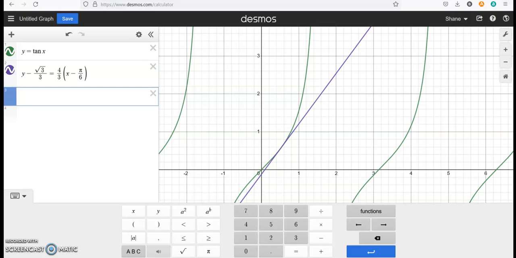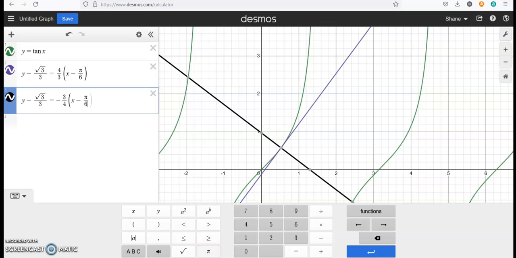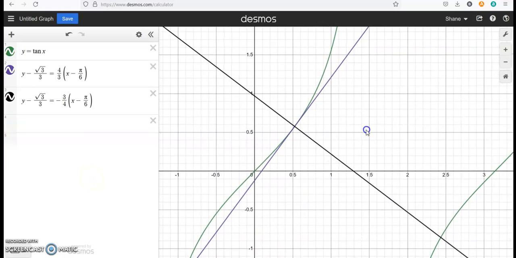Okay, there you see the tangent line to the curve there, and the normal line is the same thing, y minus square root of 3 over 3 is equal to, only it has opposite reciprocal slope. And so you see that line goes through the same point, except it's perpendicular. And you see the function, the tangent line, and the normal line at pi over 6. Okay, so there's what that looks like.